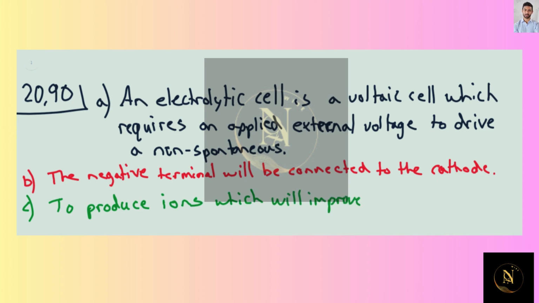So since water has a very poor conductivity, it cannot conduct electricity very well. It is necessary to add some ions, which will improve the conductivity of water, since conducting electricity is necessary for an electrolytic cell to work.